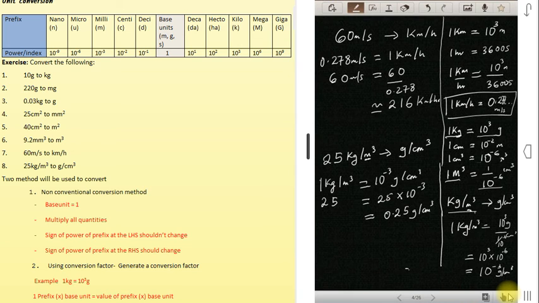Okay, thank you. But you can correct this, slight correction, 0.025.